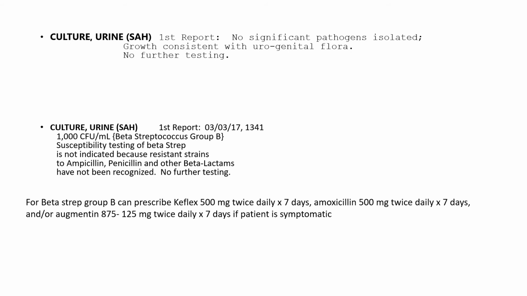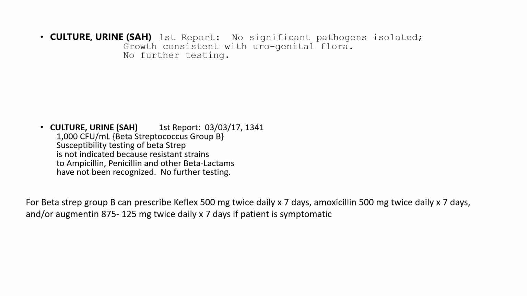Otherwise, some urine cultures grow beta strep group B. We see this commonly on reports. So if they have symptoms, you can treat this. They're not going to show a culture report with a sensitivity report for these because resistant strains to ampicillin, penicillin, and other beta-lactams have not been recognized.